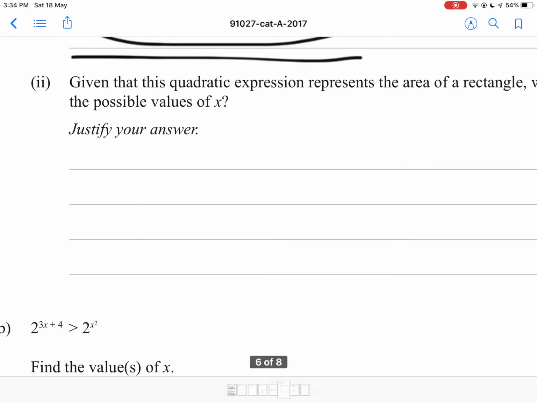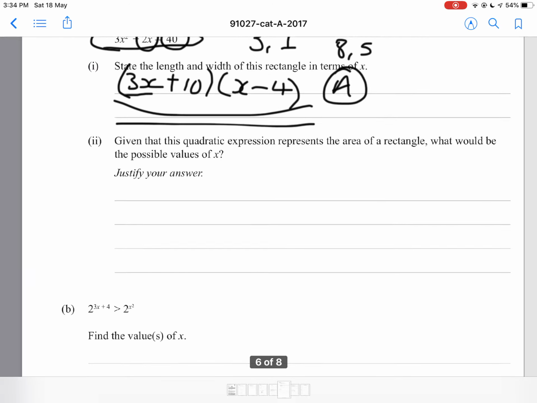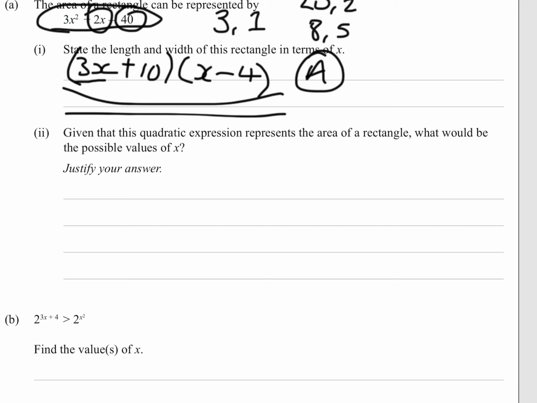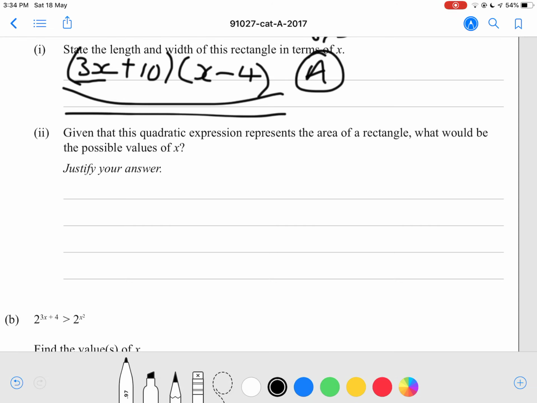So given that this quadratic expression represents the area of a rectangle, what would be the possible values of x? So now you're going to write down the possible values of x. So basically you can say 3x plus 10 equals 0, or x minus 4 equals 0.